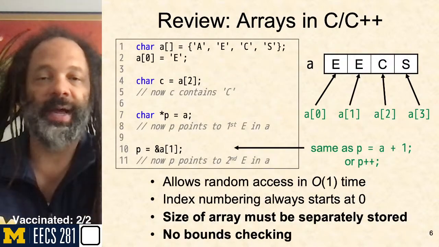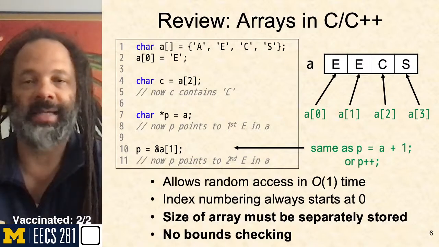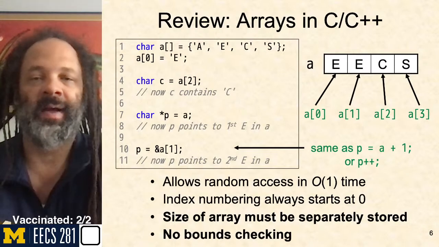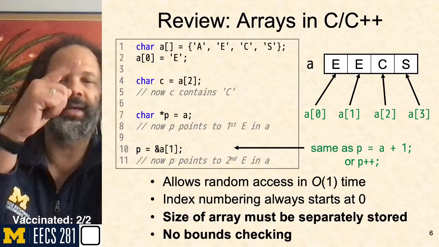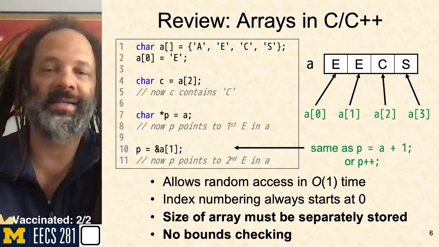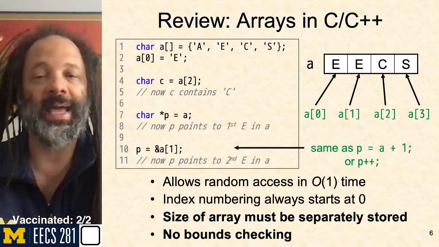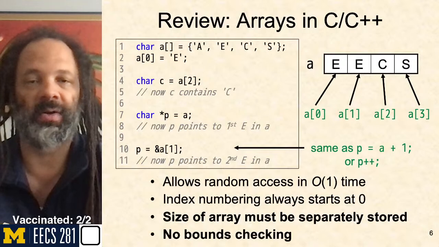Some more review on arrays in C and C++. We'll start out here with a character array in line 1. That's A. And you see when you declare that with just square brackets and nothing inside there, the compiler is going to give you just enough room to fit the things in the literal that you have on the right-hand side of the equal sign there. So that character A array is going to be filled with those 4 characters.